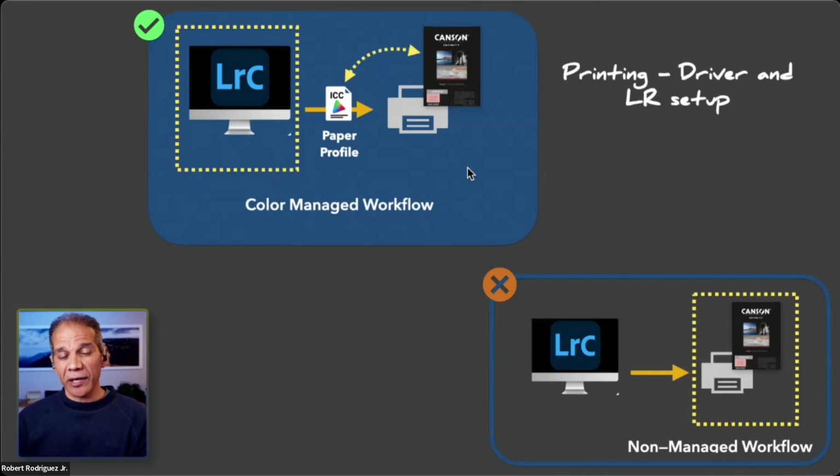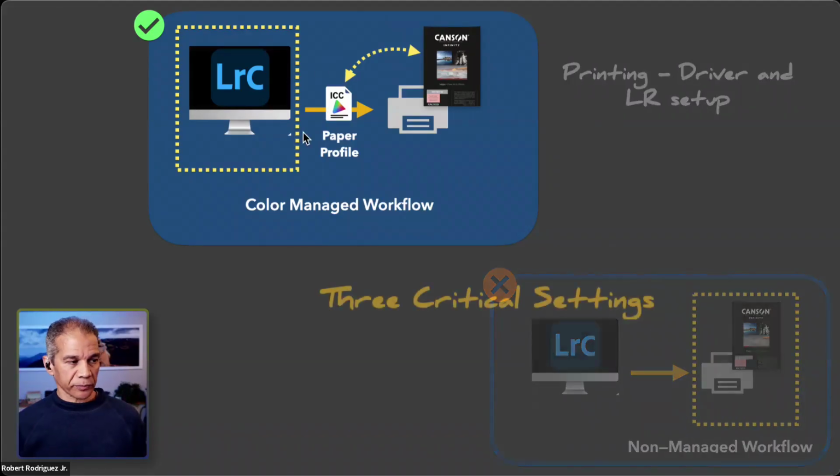You're relying on the printer to make the right decisions to convert the colors properly for the paper. You may get a good looking print, but you can't be sure that you're always going to be consistent in the colors that you get. In a color managed workflow, you are using the profile for the paper. In a non-managed workflow, you are not using the profile. So just to point out those two different ways, and everything we've been talking about so far involves a color managed workflow.